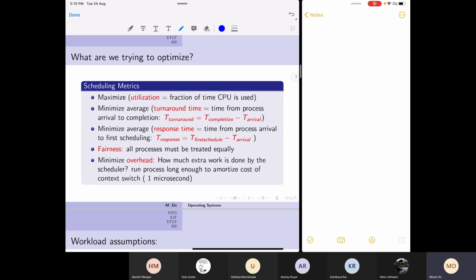So there are so many parameters which you want to optimize. Those of you who already know optimization will see that it's actually a multi-objective optimization function, right? It's very difficult to get one scheduler which will perform best with respect to all these parameters.